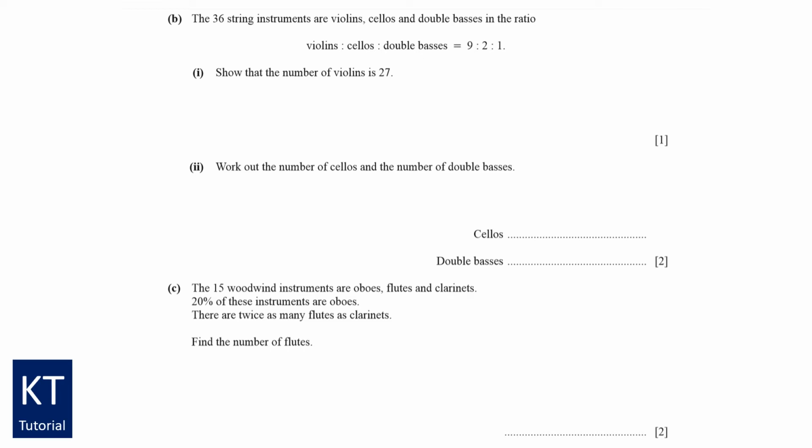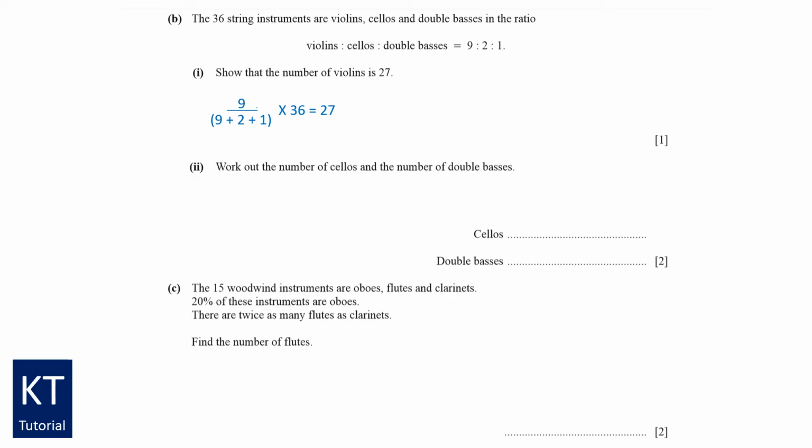3b. The 36 string instruments are violins, cellos, and double basses in the ratio of 9 to 2 to 1. Show that the number of violins is 27. You do this by taking the part representing the violin, which is 9, the whole being the sum of all the ratios, and multiply this by the number of string instruments. You should arrive at the answer 27.